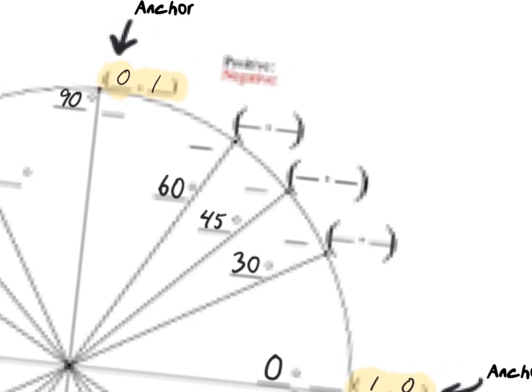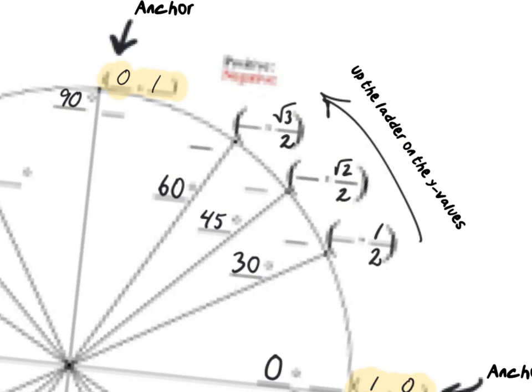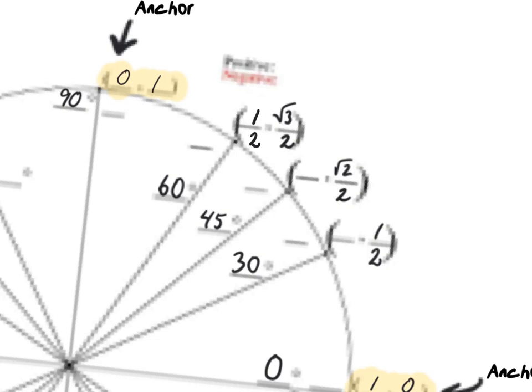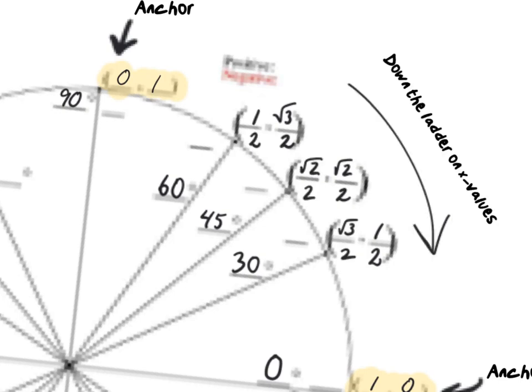So we're gonna fill it starting with the Y value, 1/2, square root 2/2, square root 3/2. So we would go up the ladder on the Y values, 1, 2, 3. All right, coming back down, 1/2, square root 2/2, square root 3/2. So we're coming down the ladder on the X values.